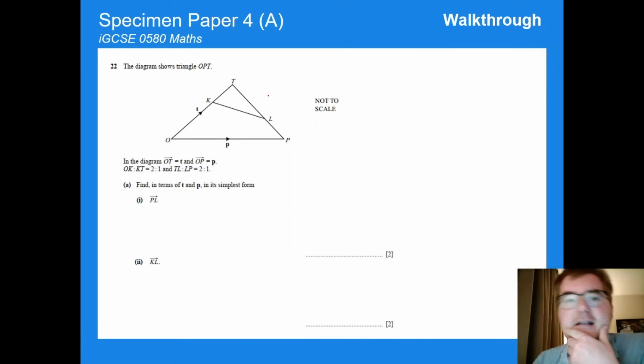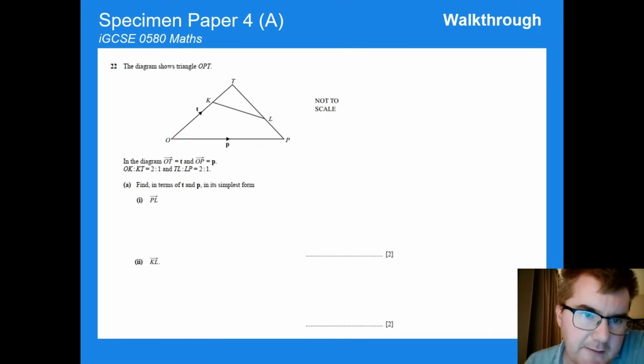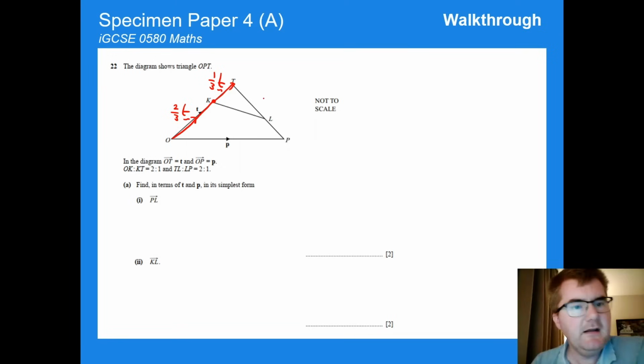So we've got some vectors here. The diagram shows triangle OPT. OT is T, so the whole thing is T. OP is P. OK to KT is 2, the ratio 2 to 1. So I usually write this in straight away. So this vector now is 2/3 of T, and this here is 1/3 of T.